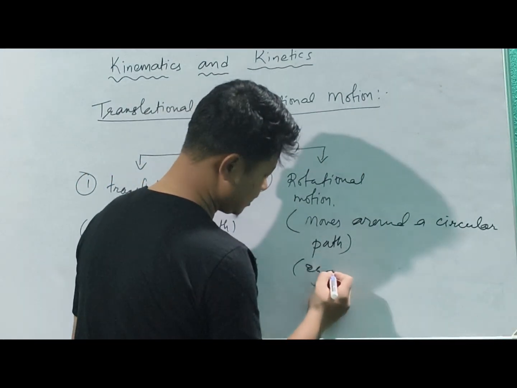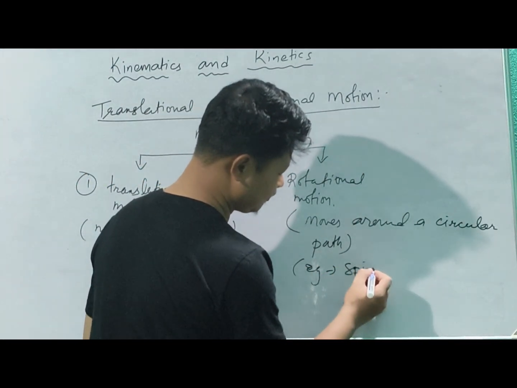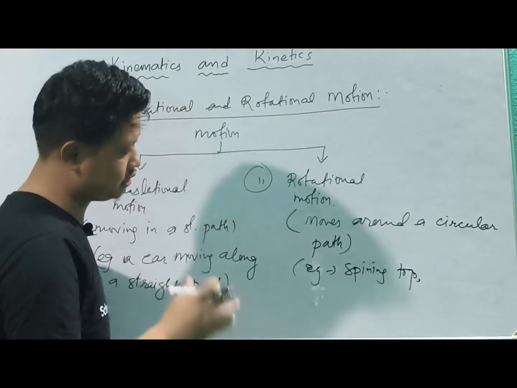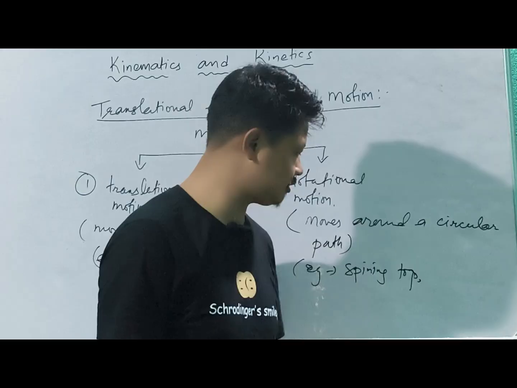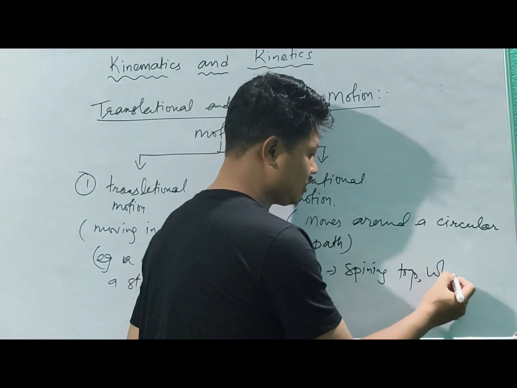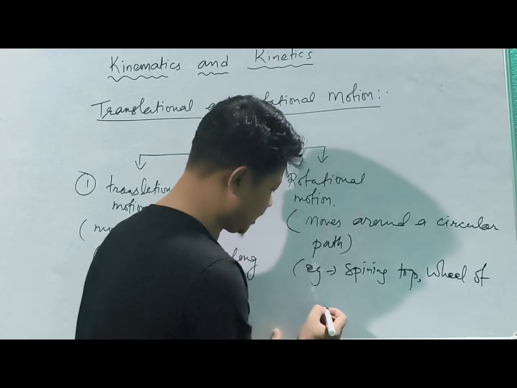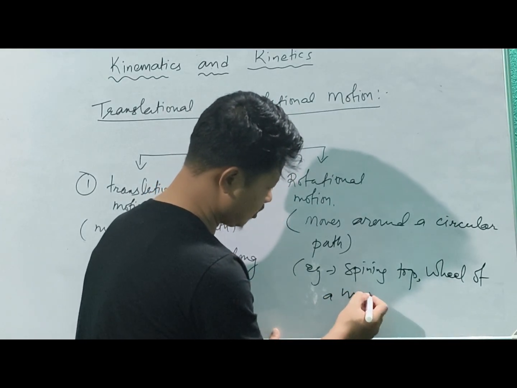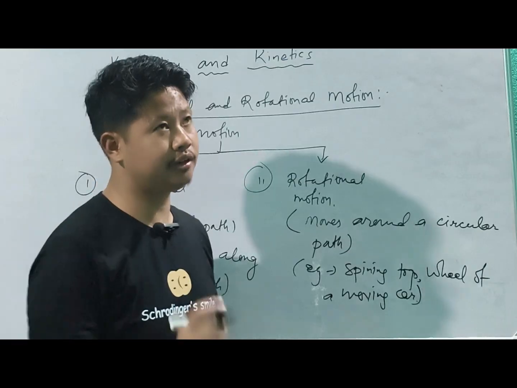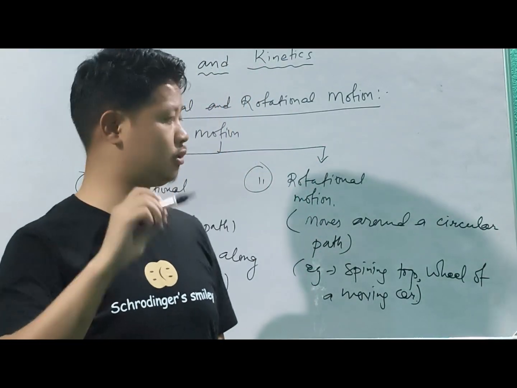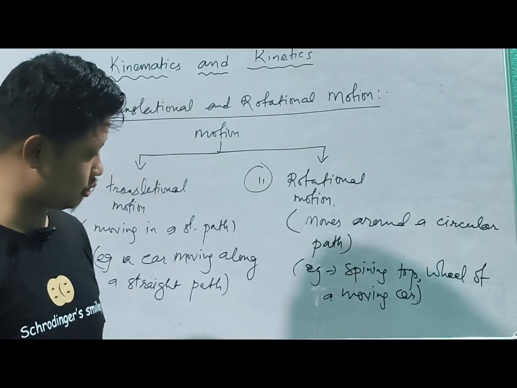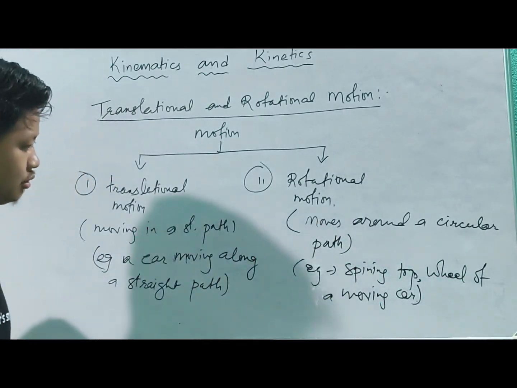Example: a spinning top. If you are spinning a top, that is rotational motion. Like the wheel of a moving car. When the wheel moves, it moves around a circular path. So that is an example of rotational motion. You can give other examples also. Okay.